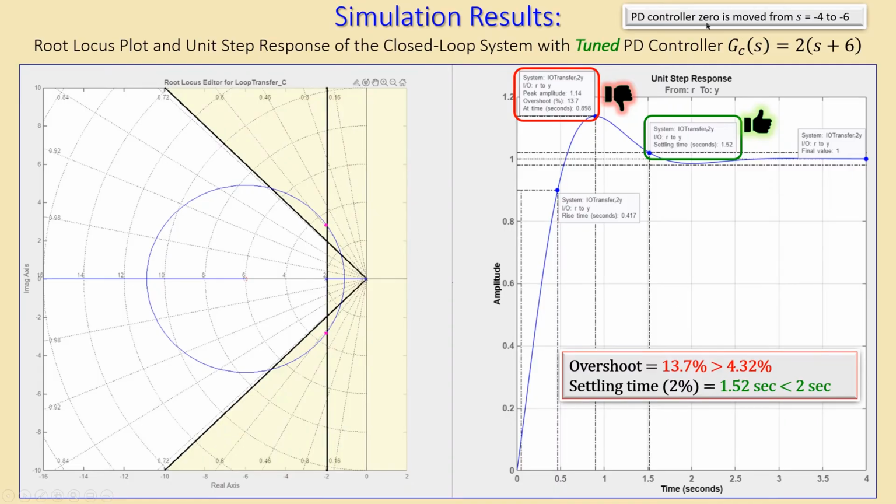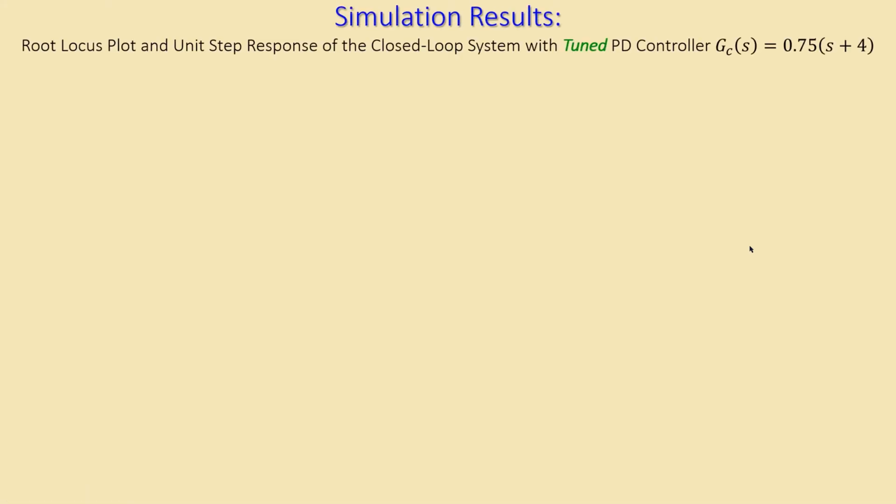So what I have done now is I have moved the zero of the PD controller. In the next step, I will now keep this again at -4. I will just adjust the PD controller gain. So let's look at the next results. Root locus plot and a unit step response, of course, of this tuned PD controller, but I have now decreased the PD controller gain from 2 to 0.75.